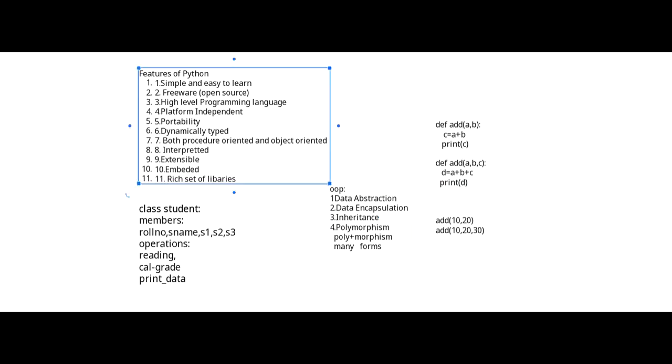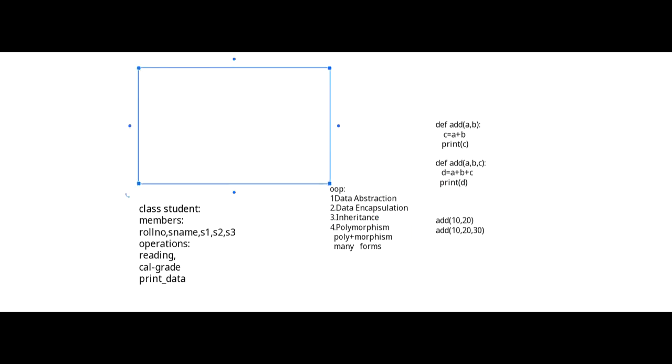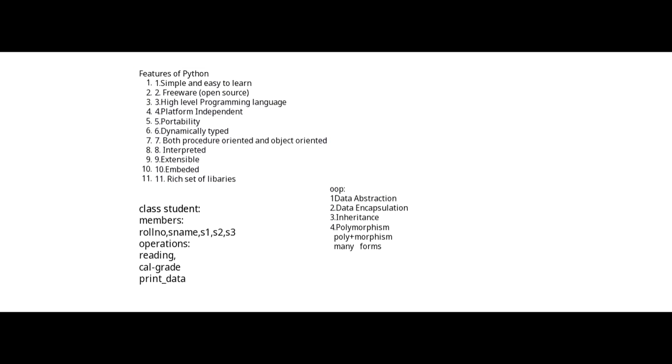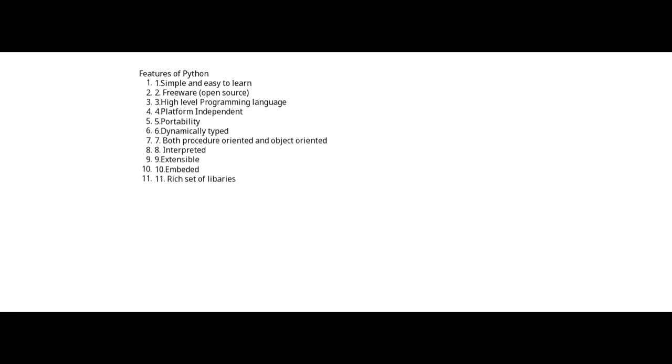Then the next one is interpreted. What is meant by interpreted? Actually, suppose here a value 10, b value.